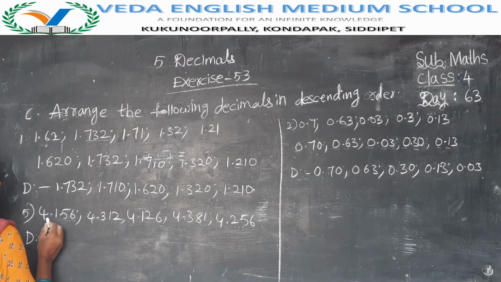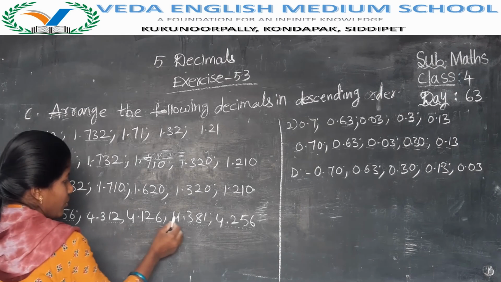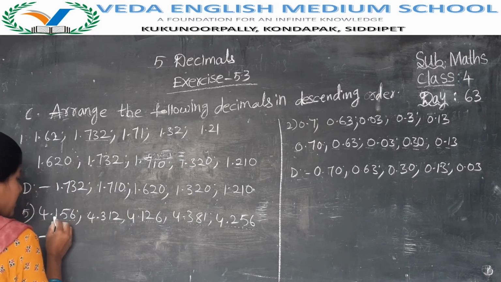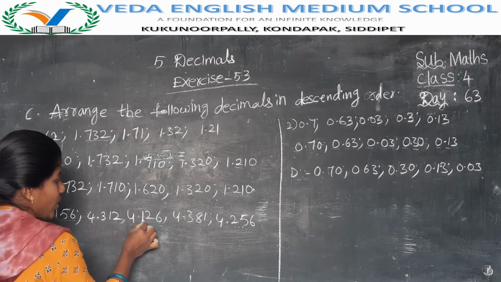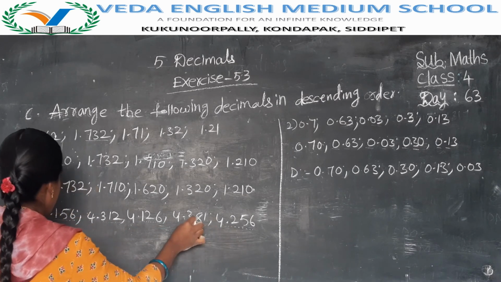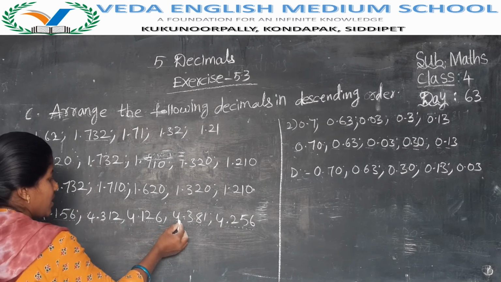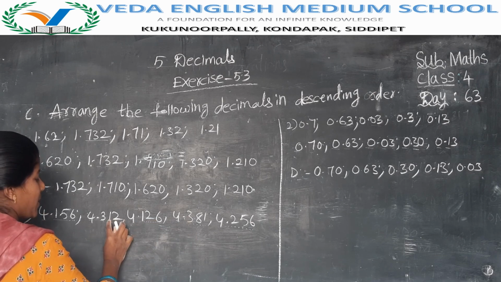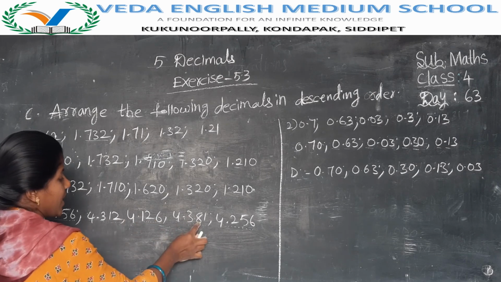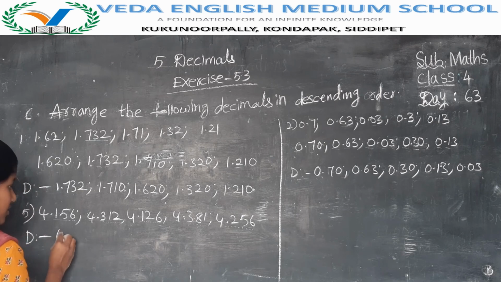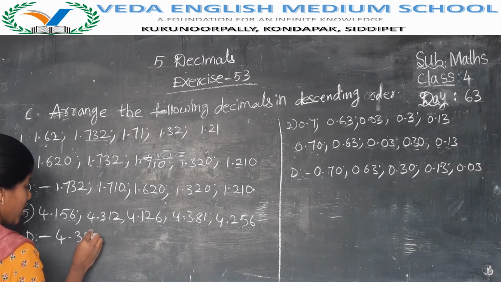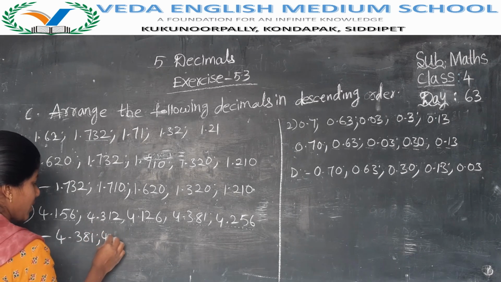Big to small. Before the point the first digit is 4, 4, 4, 4, 4. Then compare the next digit here. We have 1, 3, 1, 3, 2. 3 is the greater number but here and here we have 3. If the digit is the same then you have to compare the next digit. Here 1, here 8. So 4.381. Next 4.312.